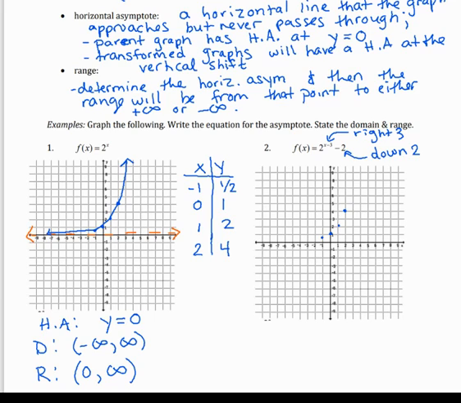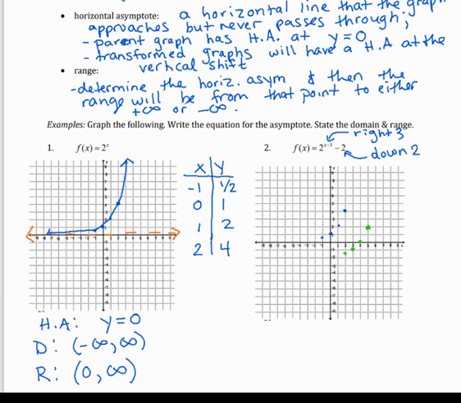So if I take -1, 1/2, I'm going to go to the right 3, 1, 2, 3, and down 2. If I take 0, 1, I go to the right 3, 1, 2, 3, and down 2. If I take 1, 2, I go to the right 3, 1, 2, 3, and down 2. And if I take 2, 4, right 3, and down 2.